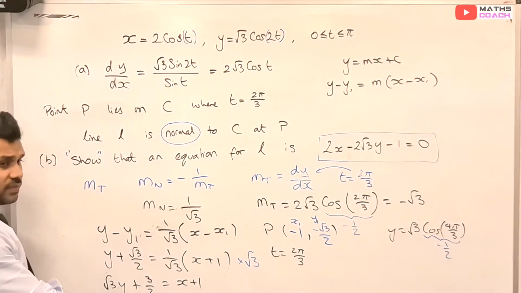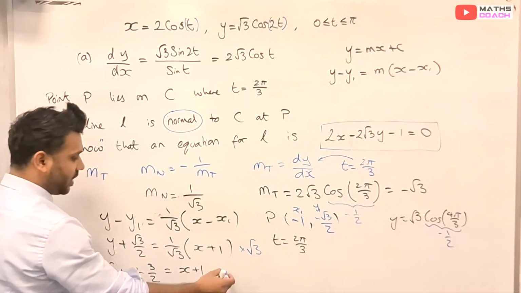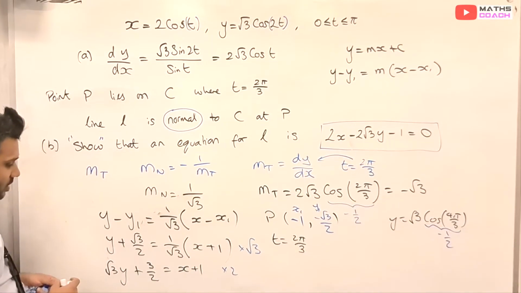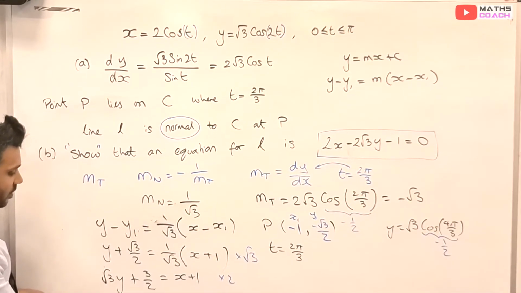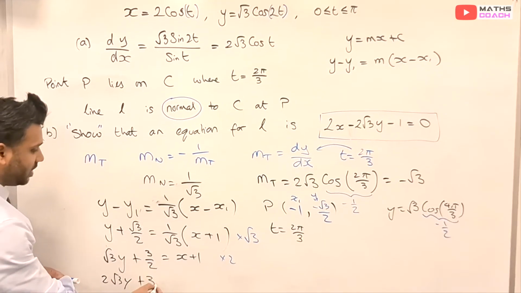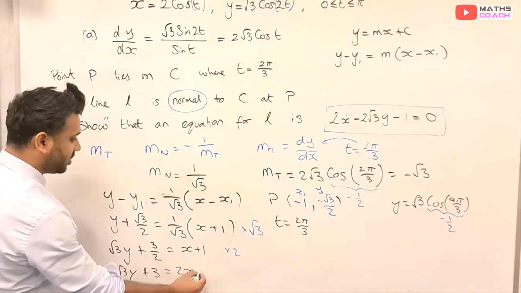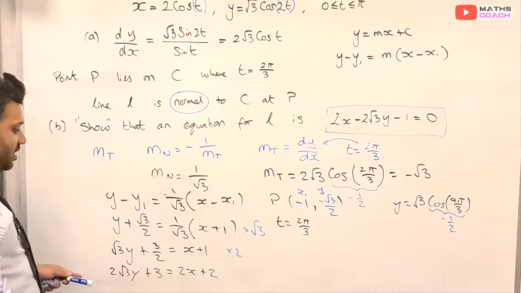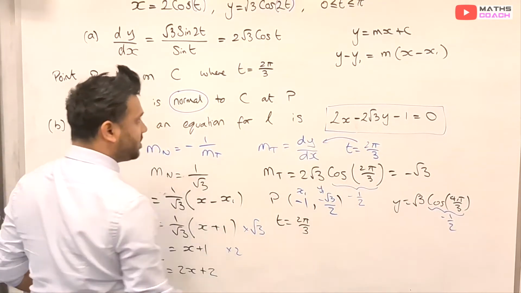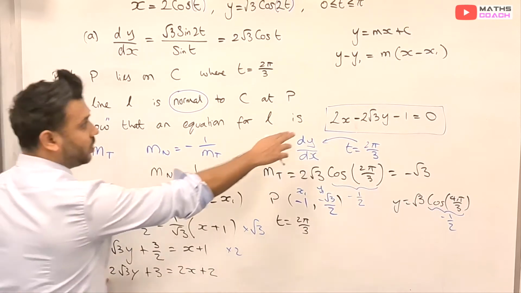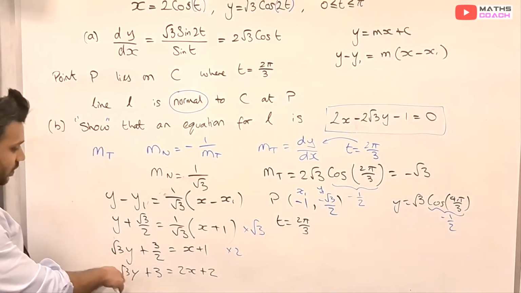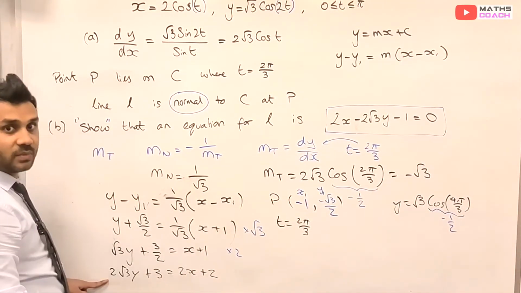And then to get rid of this fraction, we're going to multiply everything by 2. So that will give you 2√3y + 3 = 2x + 2. And the final step, obviously, if you look at the answer, we need to have the 2x as positive, which means the y obviously is negative. So if you bring the y from the left side to the right side, it will become negative.